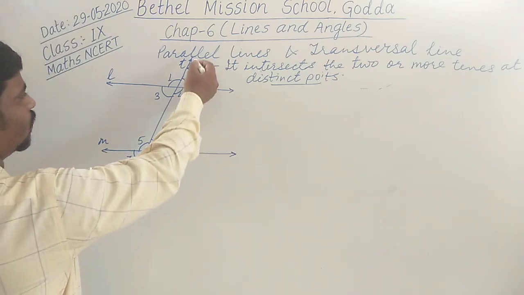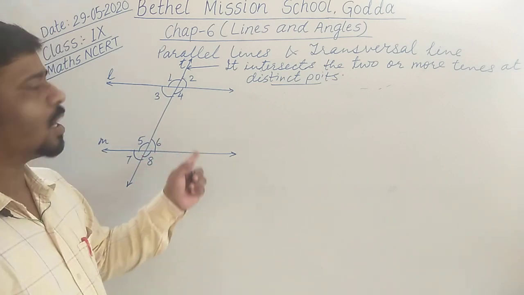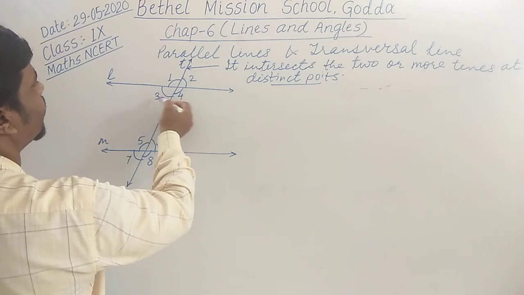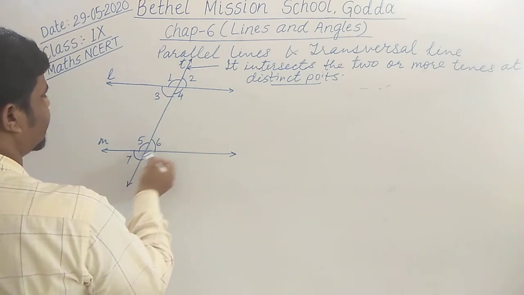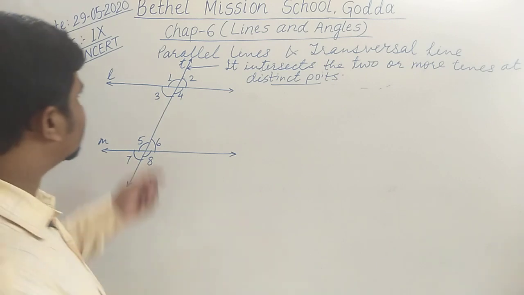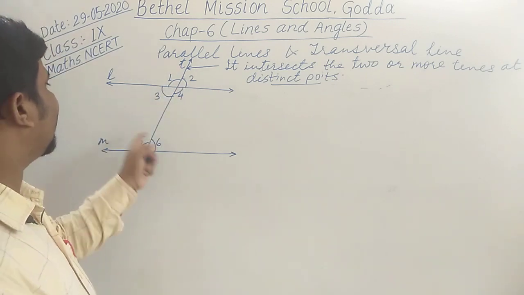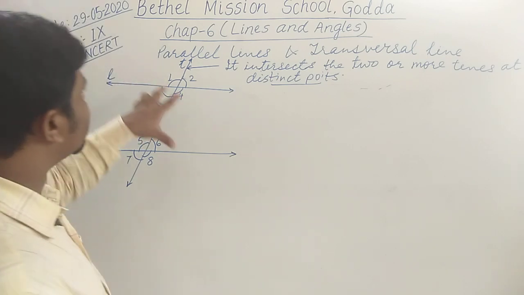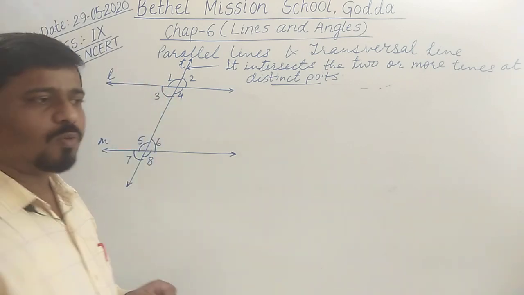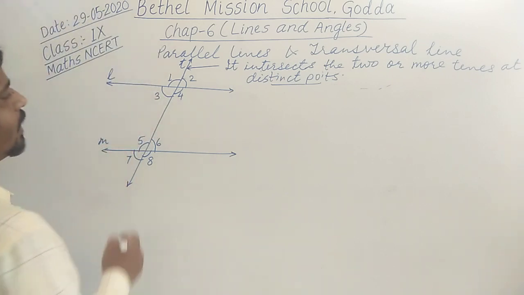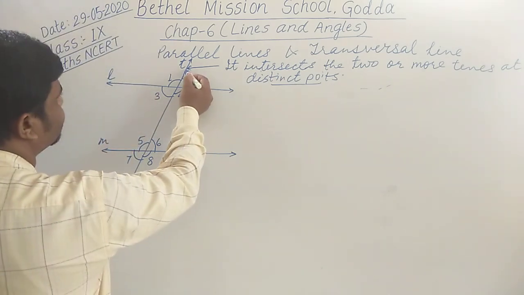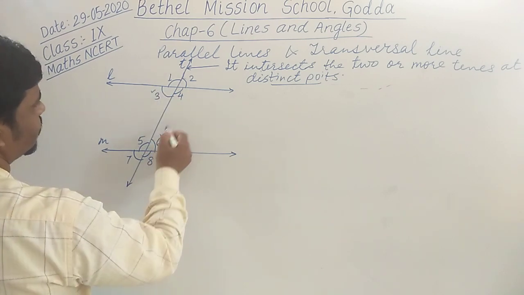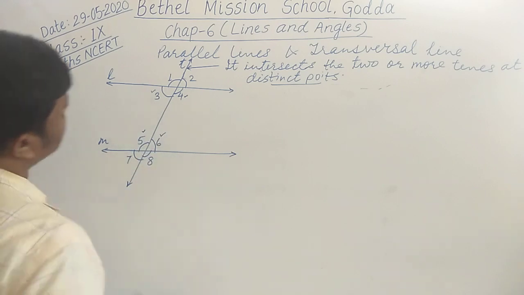You see, when it intersects two or more lines, some angles form. 1, 2, 3, 4. You can see that these are the angles. 5, 6, 7, 8. I have labeled them 1 through 8. And there are some relations between these angles. So what type of relations are there? Just see. First of all, look at angle 3 and angle 6, and angle 4 and angle 5.